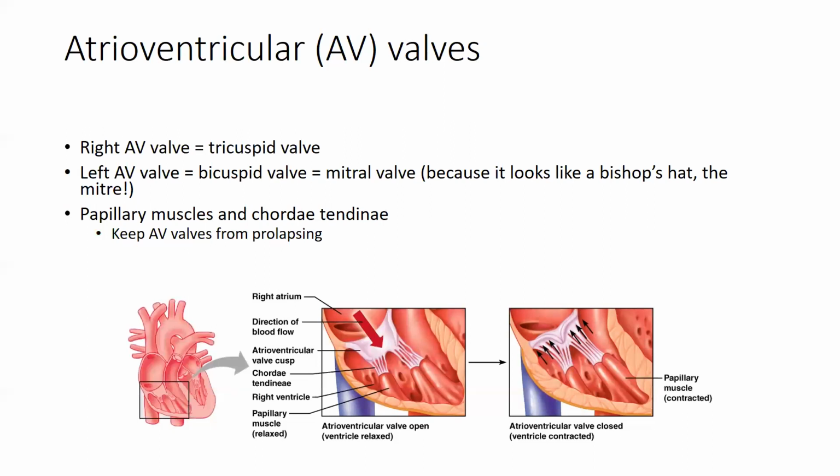The first one is called a tricuspid valve, and that's because it has 3 cusps or 3 leaflets, right? A tricuspid valve, okay? And the second one is called a bicuspid valve because it has 2 cusps or 2 leaflets. It's also called a mitral valve because it looks like the hat of a bishop, right? It has that shape.